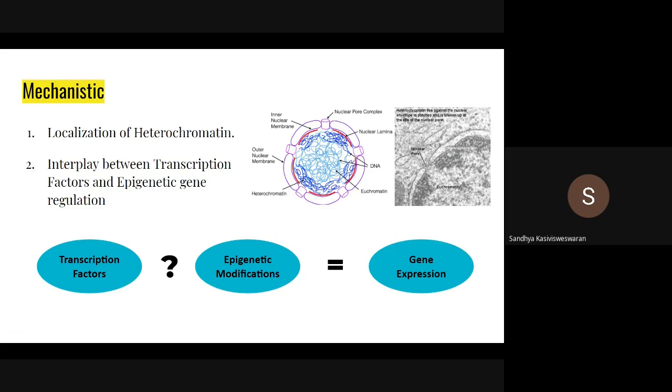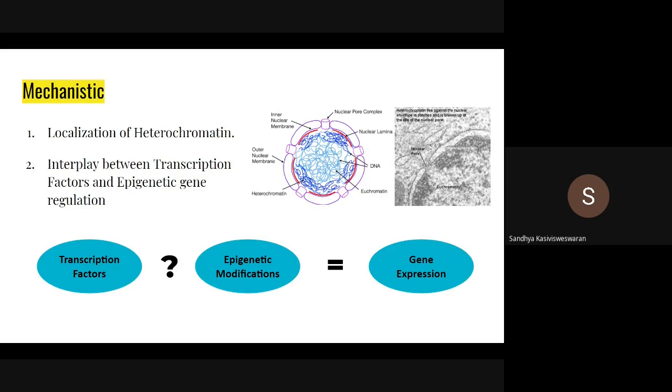The question is, scientists don't know why this happens. They've tried inhibiting this localization by inhibiting proteins which facilitate this binding, and that has caused developmental disorders. But scientists don't know why. We know it's very important for survival, but we don't understand why yet. So that's a very important question that needs to be answered. Another one is the interplay between transcription factors and epigenetic modifications and how together they result in the gene regulation that we see.